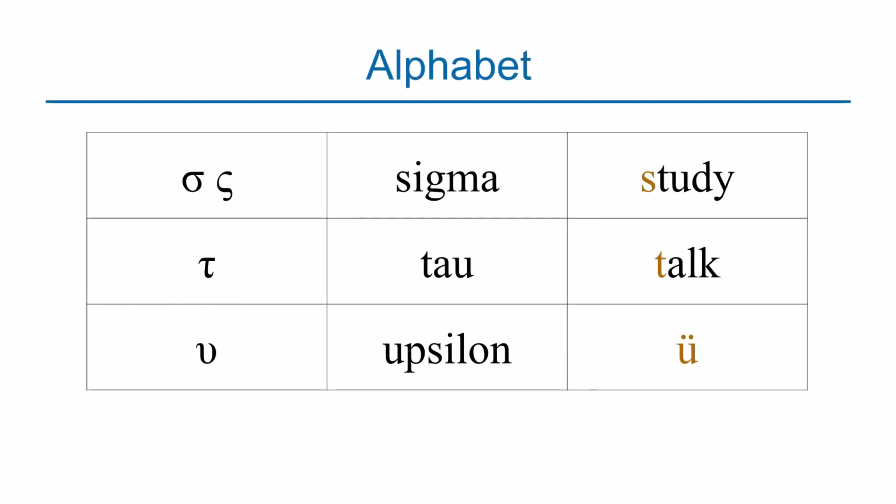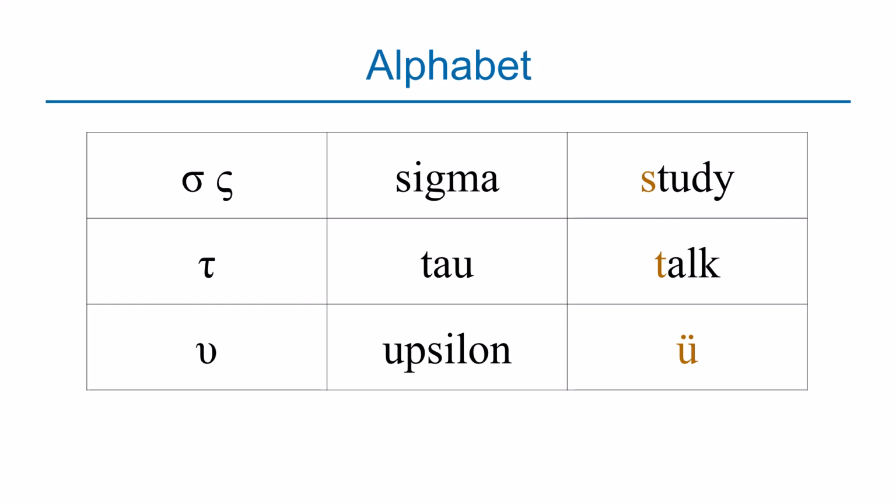The next set of letters we have is sigma, and sigma has two forms. In Greek, there are two ways of writing sigma: one when you're beginning a word and one when you're ending a word. But the pronunciation is S as in study. So this is equivalent to the English letter S.